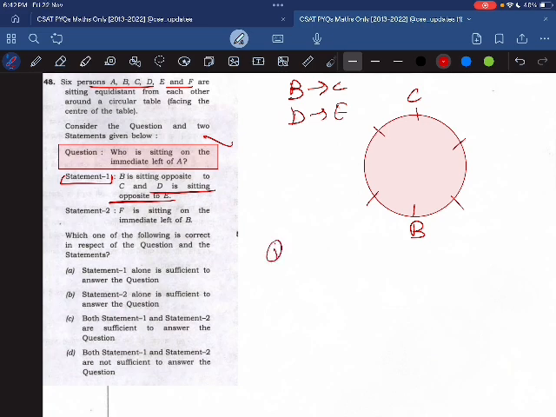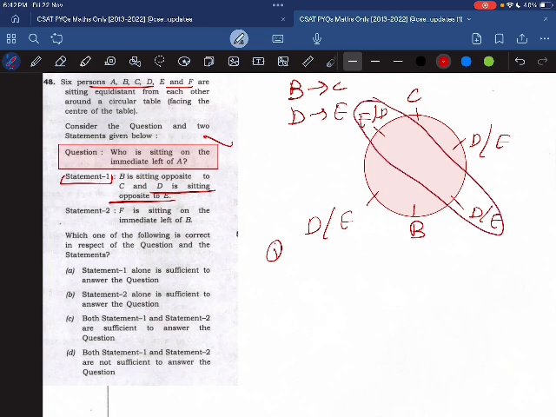The first case could be that D is here, so E will be opposite, or vice versa, E is here and D is opposite. This is the only possibility. So suppose this is the condition in which D or E is sitting in these positions, then we can definitely say that A will be sitting in this arrangement.